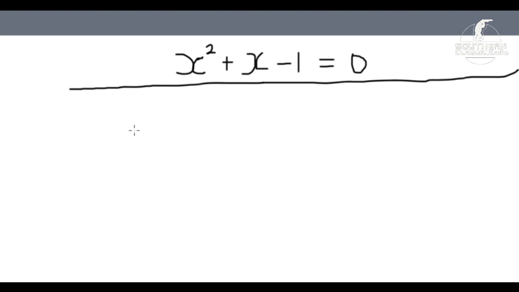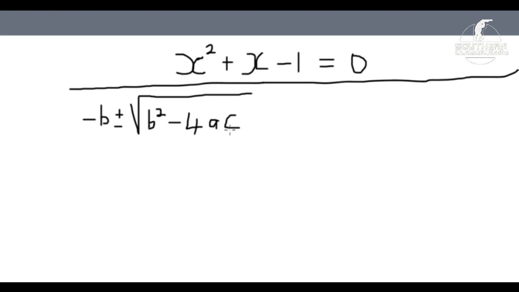So the formula to solve this is x equals negative b plus or minus the square root of b squared minus 4ac, all over 2a. Okay, so guys, that is the formula that is supposed to be used to solve this problem that we have.